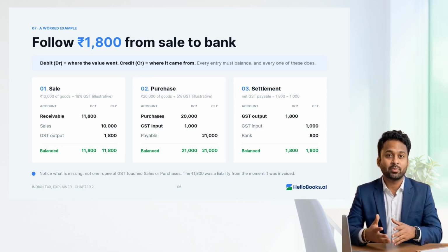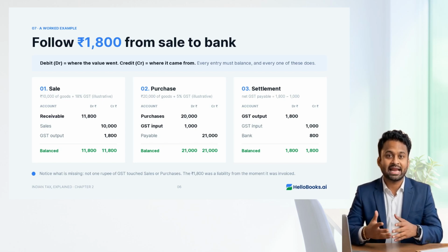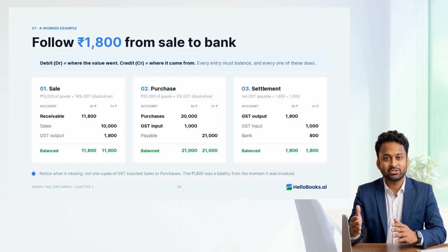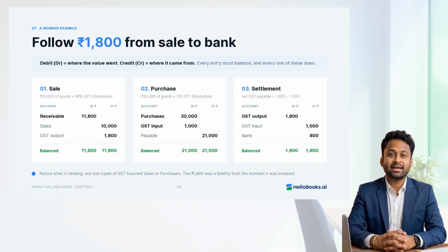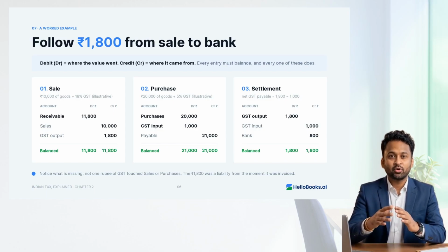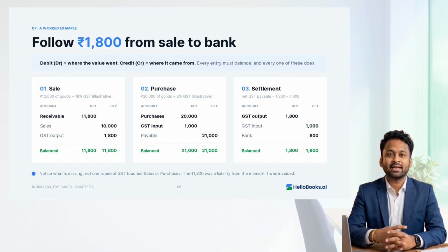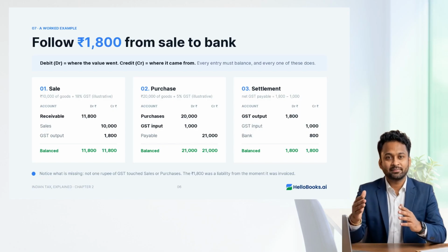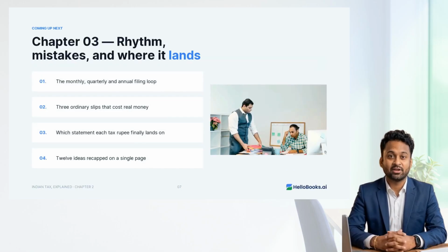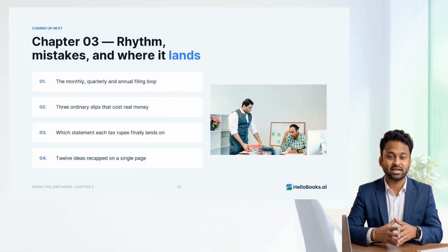On a 10,000 rupee sale with 18% GST, you debit receivable 11,800, credit sales 10,000, and credit GST output 1,800. The purchase brings in 1,000 rupees of input credit. Then, at settlement, you debit GST output, credit GST input, and only 800 rupees actually leaves the bank. Read those 3 down the columns. The debits equal the credits every time, and the only cash that moved was the 800. Not 1 rupee of tax touched the profit and loss account, and every figure here is illustrative.